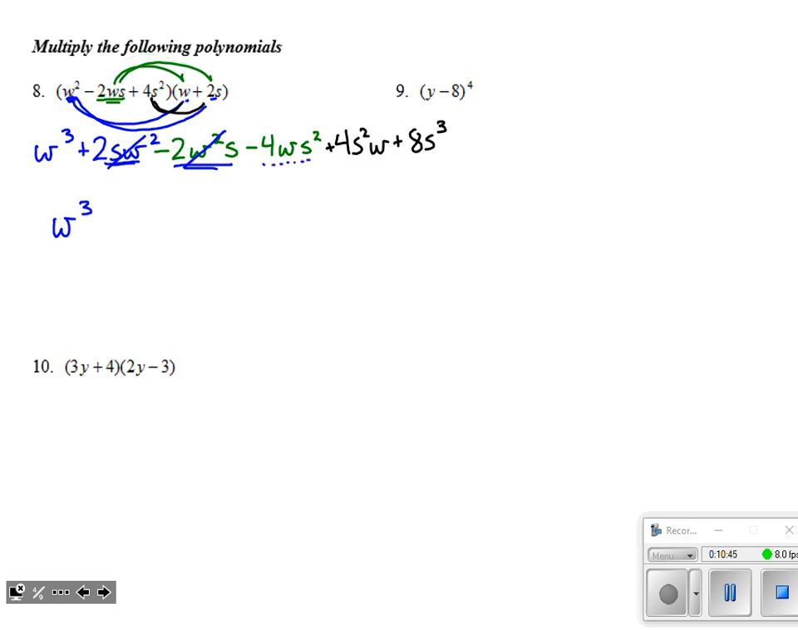Then this negative 4ws squared and this positive 4sw squared, when I combine those like terms together, they cancel out. Lastly, I have 8s to the third power, so all the like terms combined, it simplifies quite a bit. That should be our final answer.